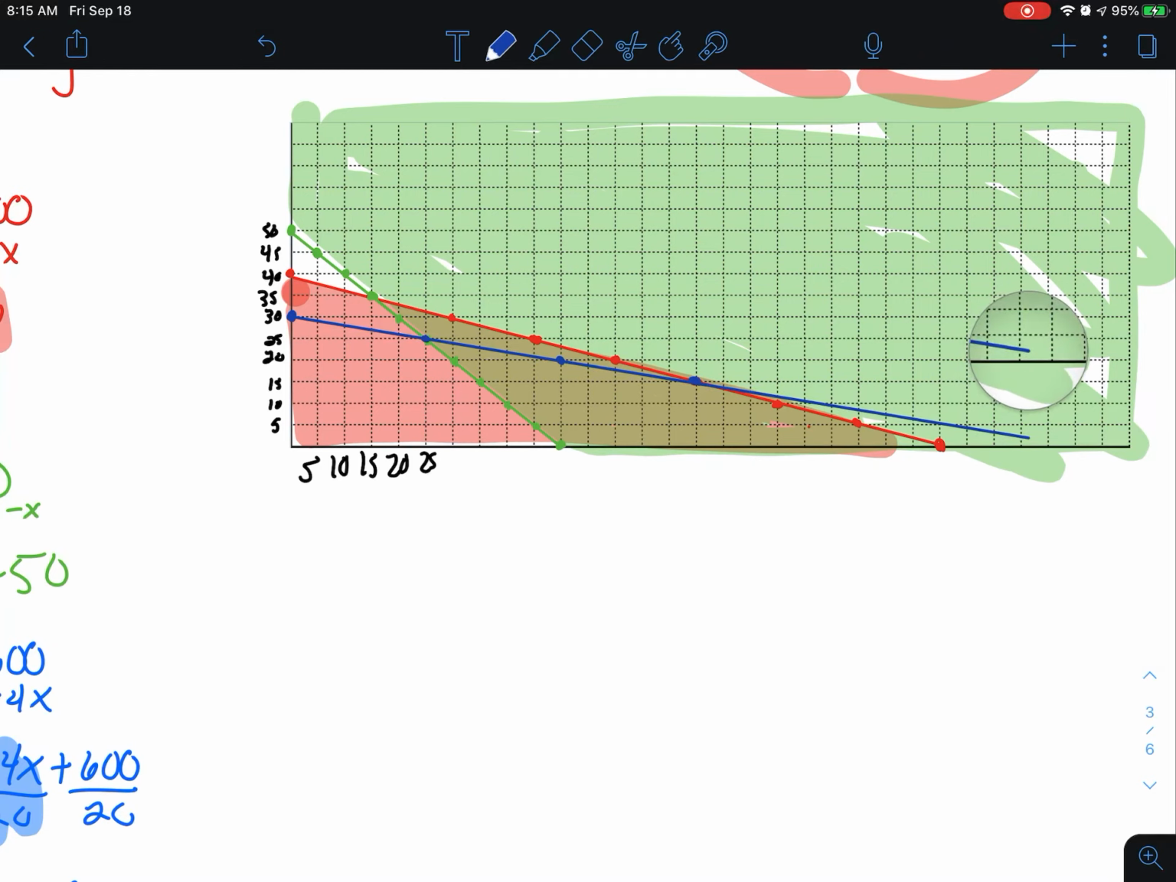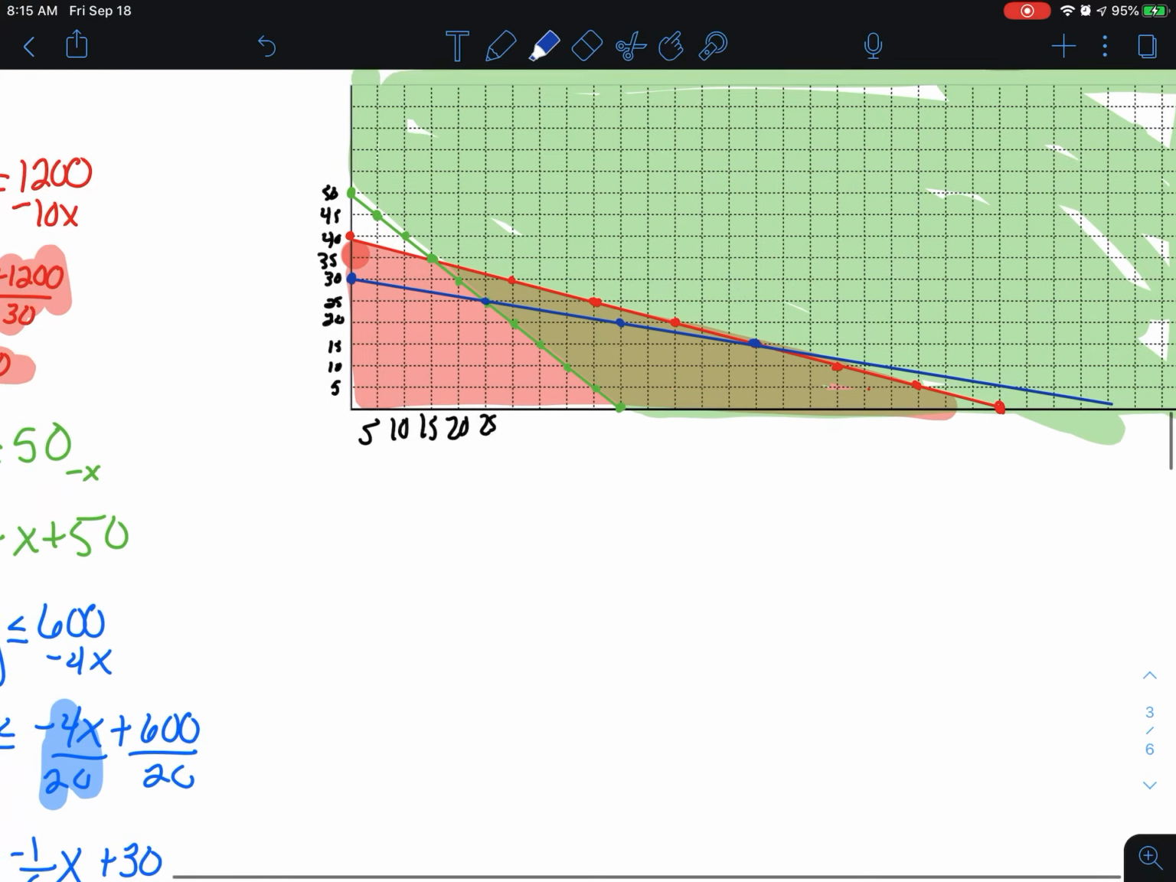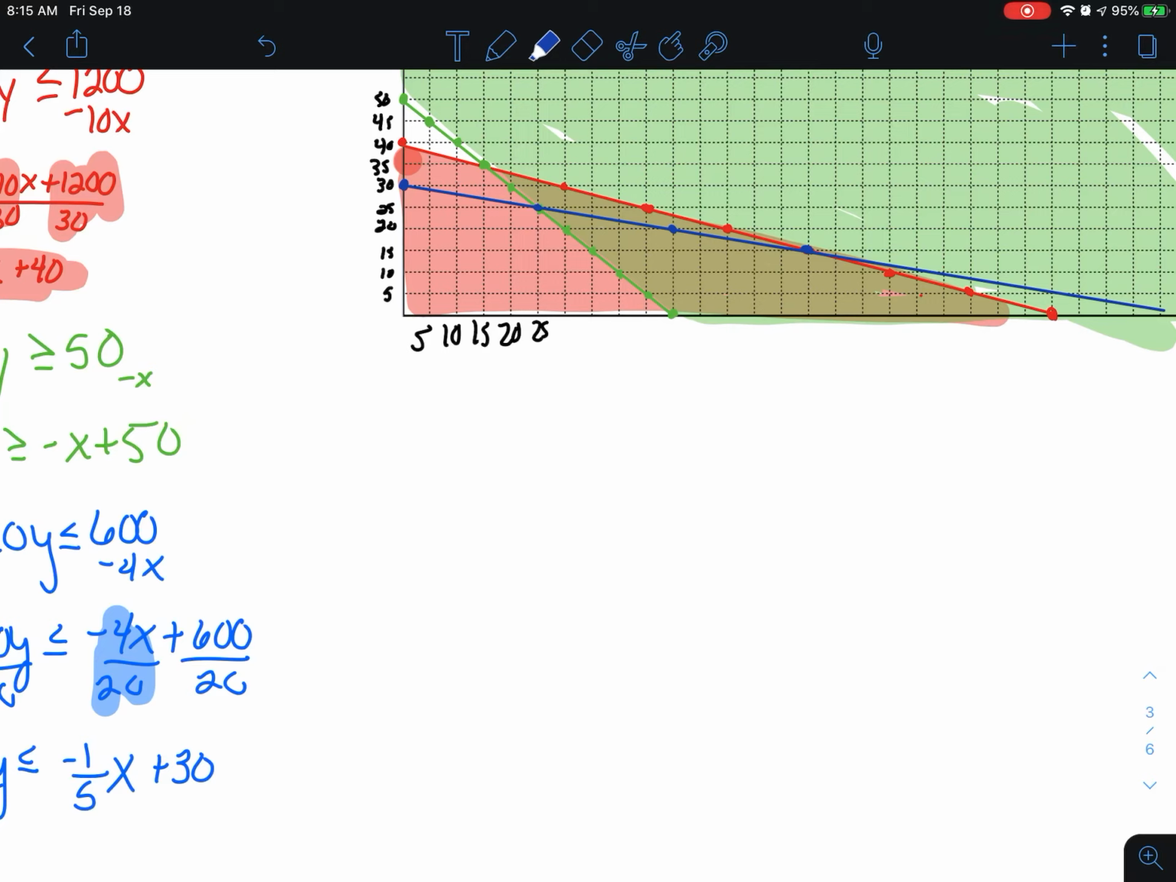And if you continued this out, you would probably cross there. But the important part is that you're seeing where all your lines intersect. So I'm going to grab my highlighter, change it to blue, and this one shades below. So anywhere below the blue line.